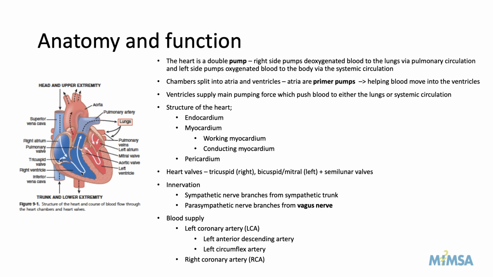The valves: you have the tricuspid valve on the right side, which splits the atria and the right ventricle, and you have the bicuspid, also known as the mitral valve, on the left side, which splits the left atria and the left ventricle. Then you also have the semilunar valves.